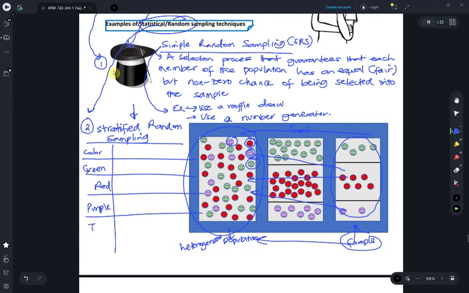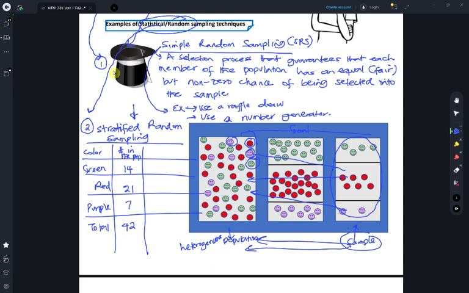Then in total, what is the number? So the number in the population for green faces, there are 14 green faces in this population. All right. And for red, you have 21, and purple is 7, for a total of 42 faces. So, how are we going to select the sample from the population using stratified random sampling?